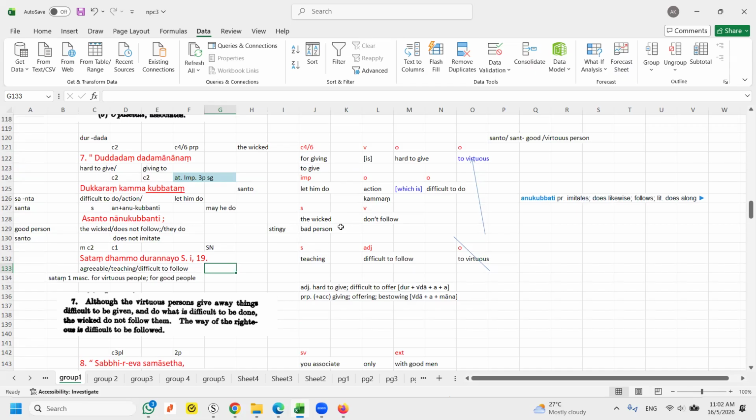Then the third one, the difficult don't follow. Anything is difficult to do. The teaching is difficult to follow. You already understand. Whether you translate like that, at like number 7, you don't have to.